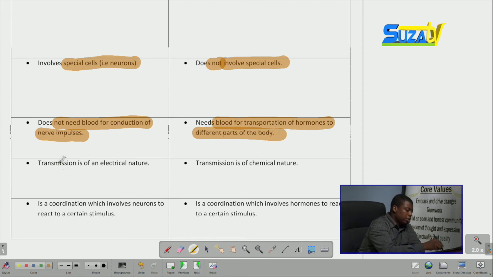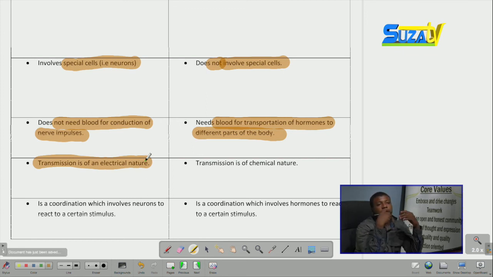The transmission is of an electrical nature. As we know, impulses in the neurons are of electrical nature, as they can be measured in millivolts. So we can see that electricity is used in the transmission of nerve impulses.